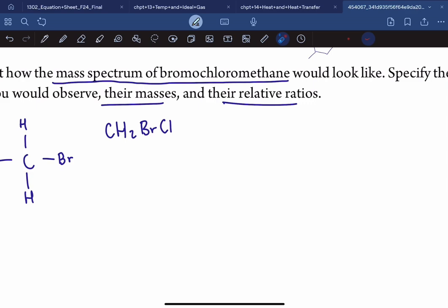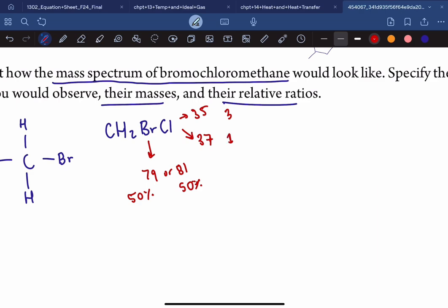So bromine exists as what? 79 or 81. You have to know that. And this is 50%, and this is 50%. So 50% of the time it's 79, and the other 50% is 81. And then for chlorine, it can be 35 or 37. This ratio is a little more difficult to memorize, but just know that 35 exists at a 3-to-1 ratio, so 75% to 25%.